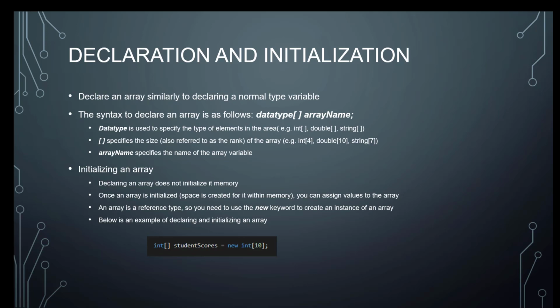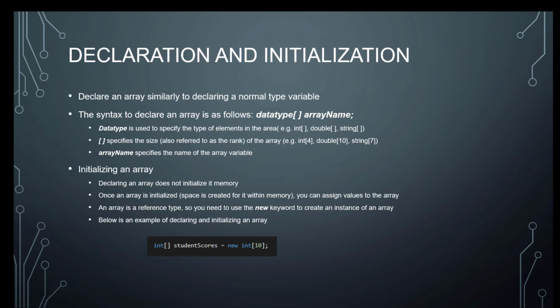So the data type itself is used to specify the type of element in the array. For example, an integer, open bracket, close bracket, would be an array of integers. Double, open bracket, close bracket, an array of doubles. And then same thing with string or any other type for that matter. The open bracket, close bracket specifies the size.